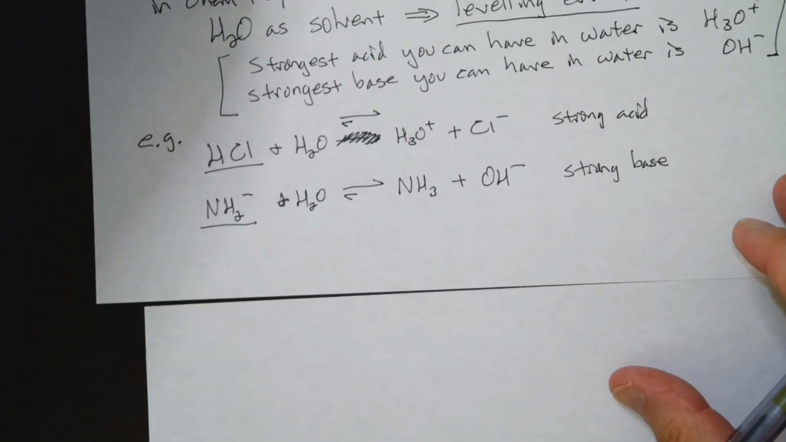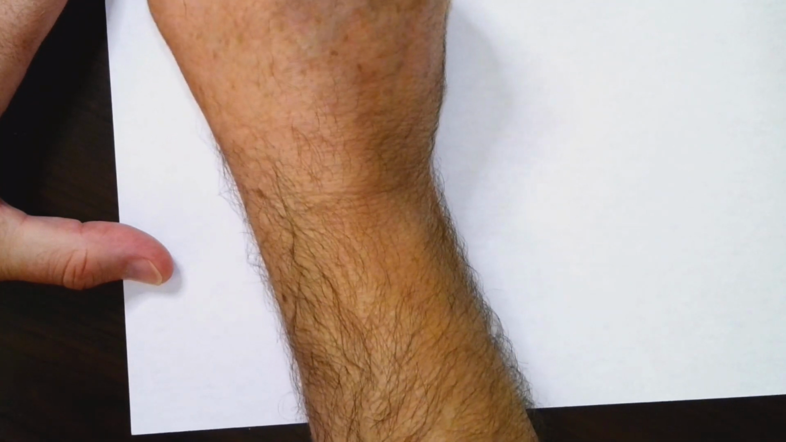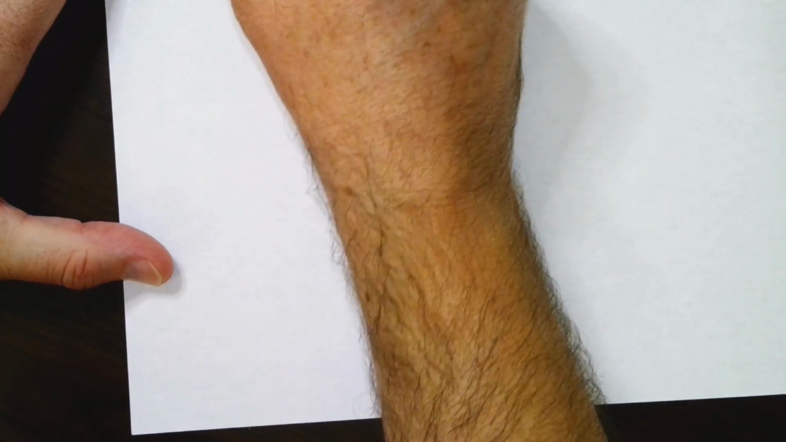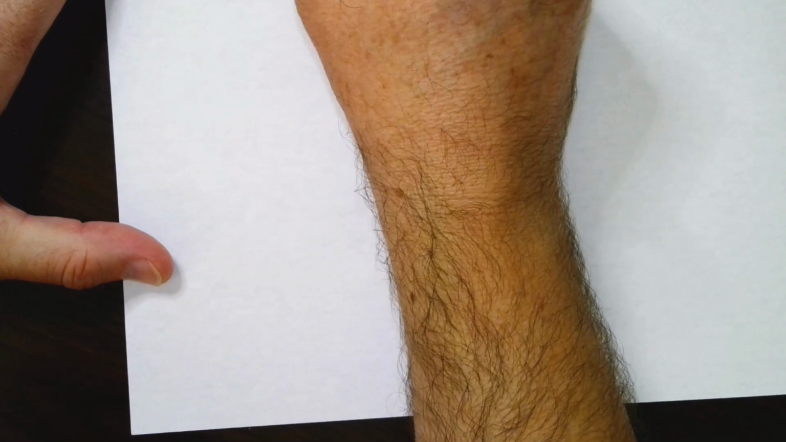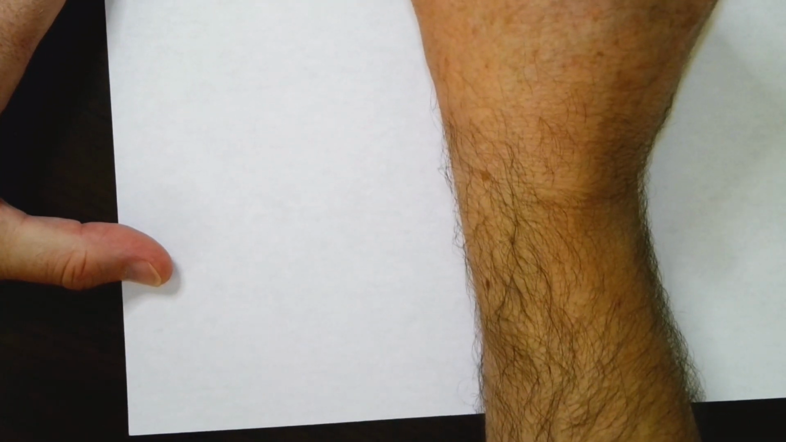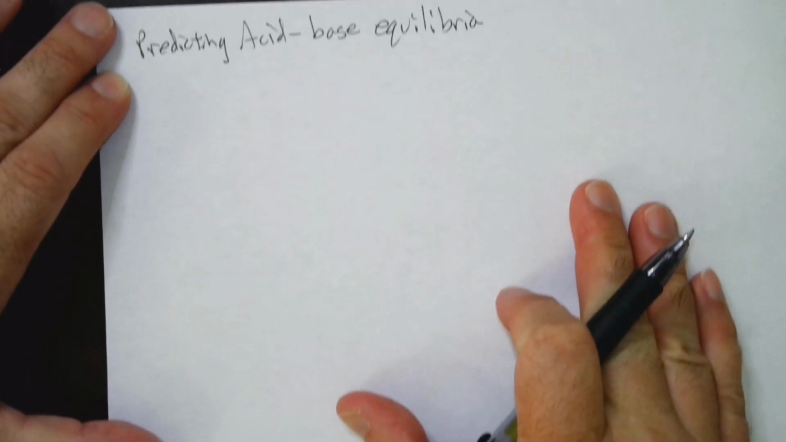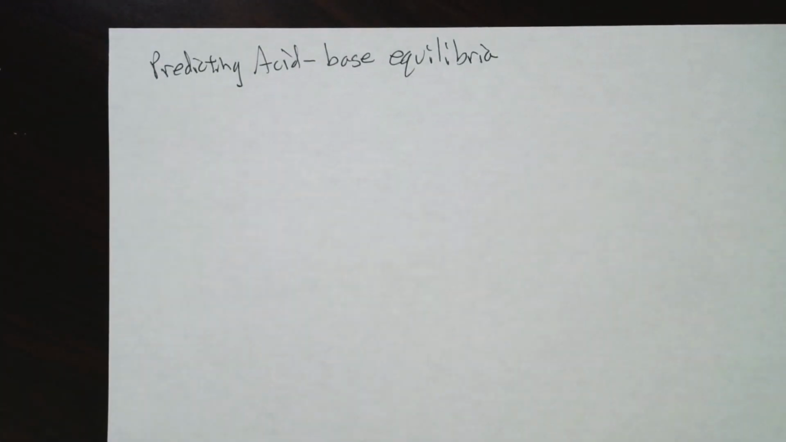So, for example, let's look at the following. I'm going to call this predicting acid-base equilibria. And it would help if I showed you that. There we go. Let me zoom out.